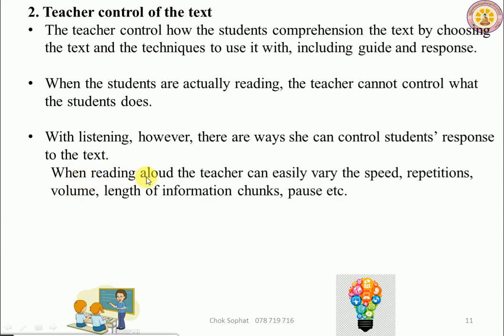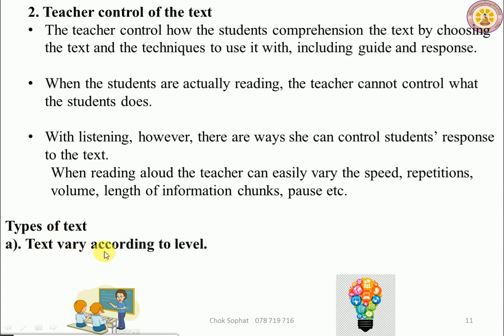So when reading aloud, the teacher can easily vary the speed, repetition, volume, length of information, chunk, pause, etc. Type of text. So the different type of text between listening and reading.